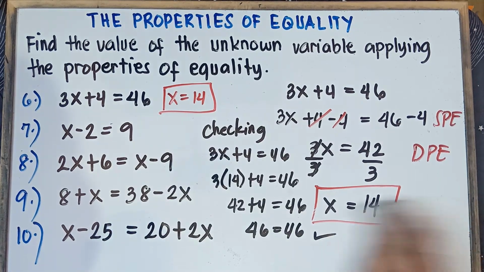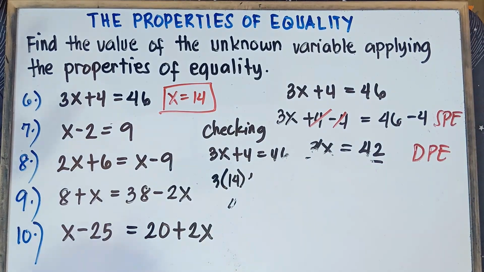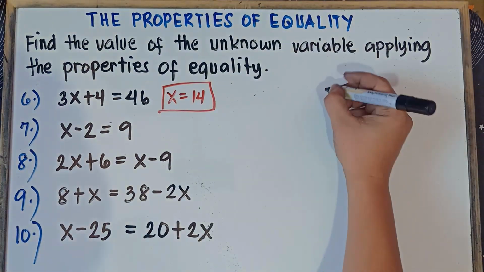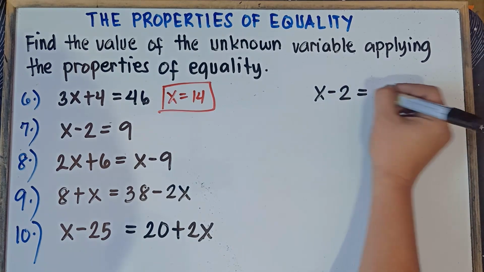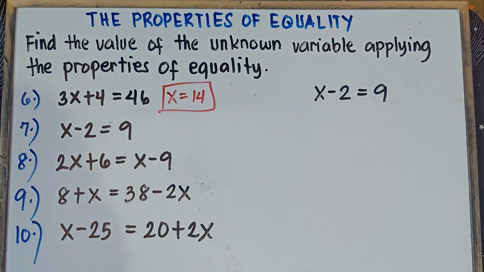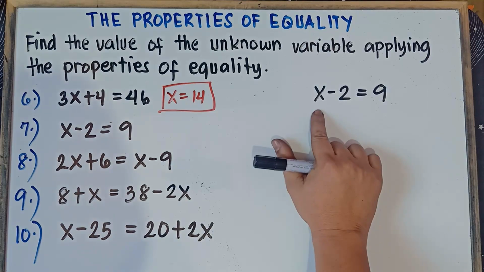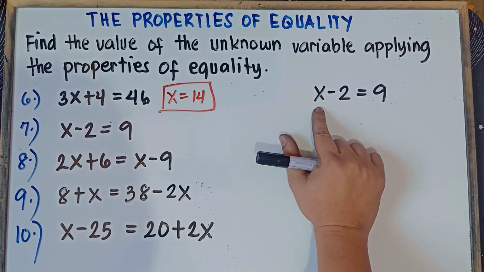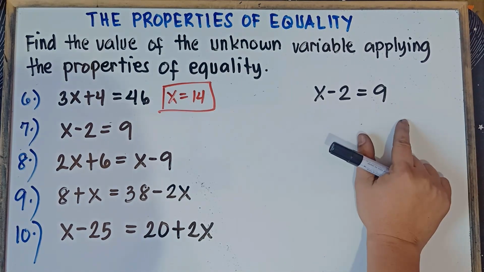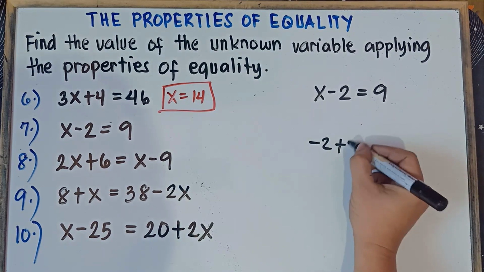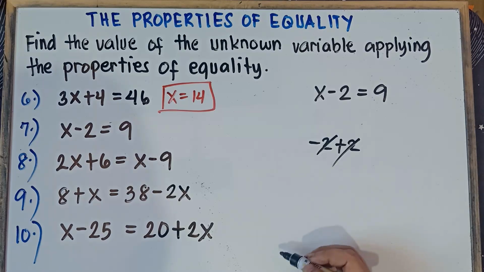So let's proceed now to example number 7. Alright, so example number 7, we have x minus 2 equals 9. So once again, class, so that the remaining expression on the left side of this equal sign will be only x, we need to add both sides by 2. Because negative 2 plus 2, that would be 0. We can cancel this out.